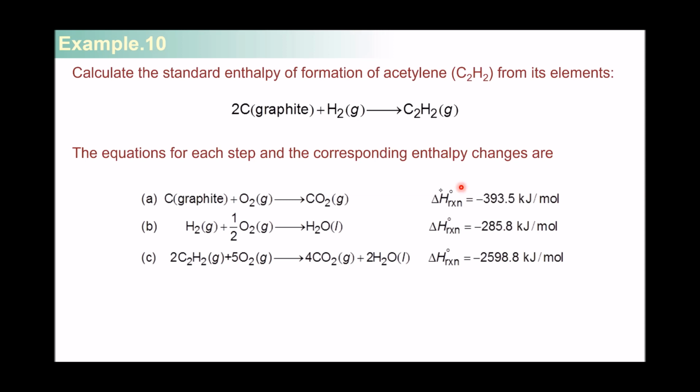So what we need to do is rearrange these three reactions to come up with this reaction right here. We need to have 2 moles of graphite on the left-hand side of the equation. So we need to multiply this times 2, because when you multiply it times 2, it's going to make 2 moles of graphite plus 2 moles of oxygen.